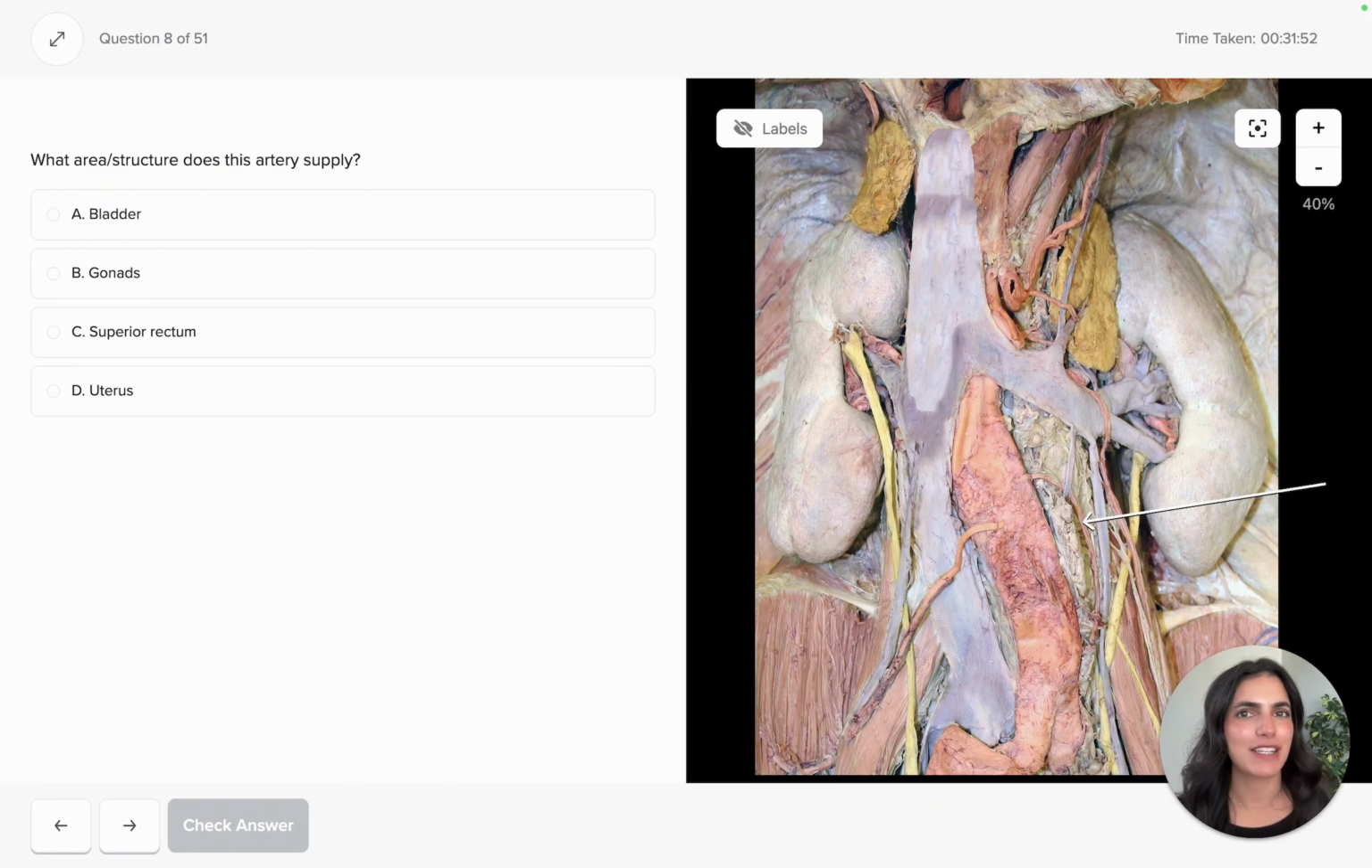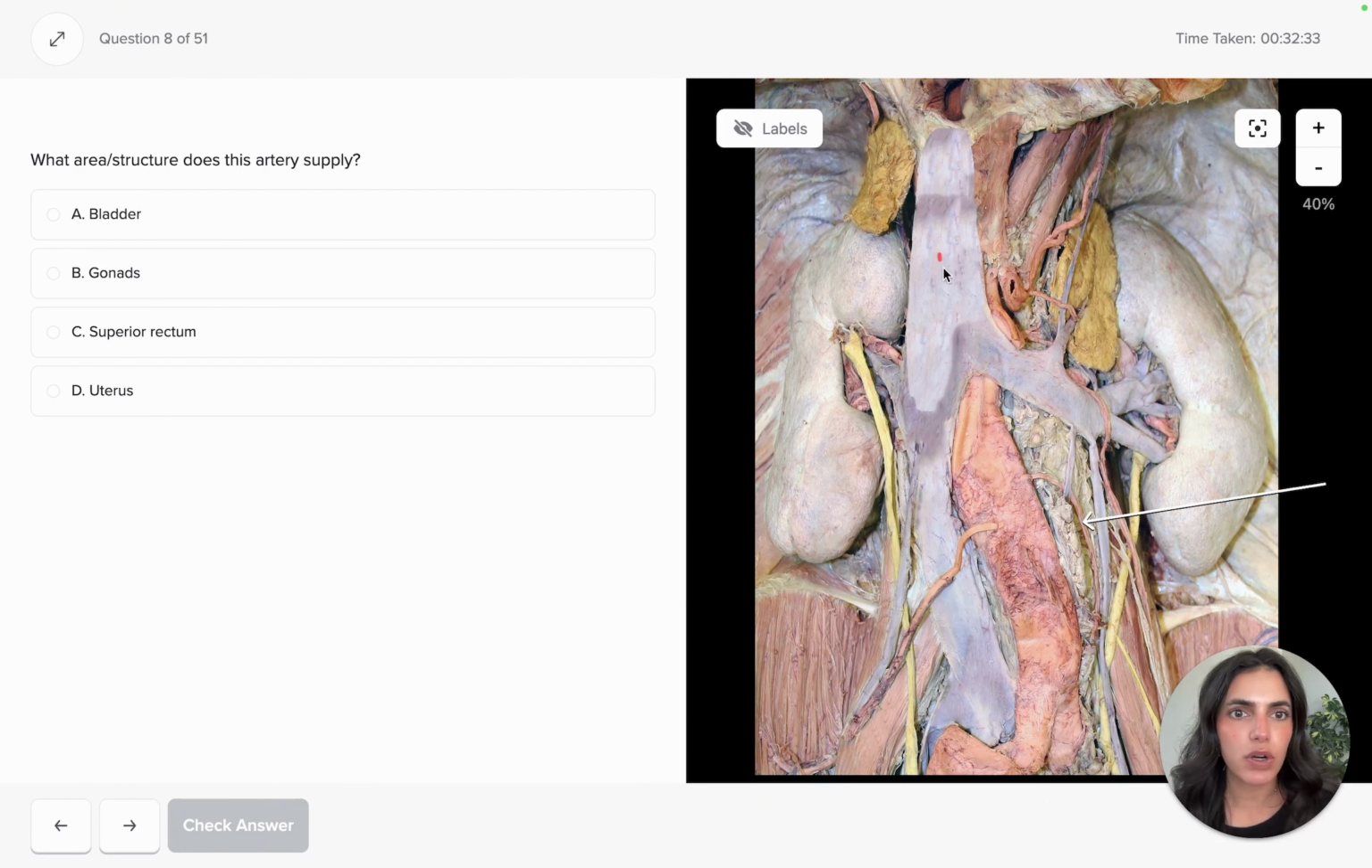Gabby here from Med School Bootcamp, and here we're looking at a dissection along the posterior aspects of the abdominal wall. So we've removed all of the abdominal organs except for the kidney. So here's the left kidney, here's the right kidney, and we could also see the associated adrenal glands. Now let's have a look at the vessels that are surrounding the kidneys.